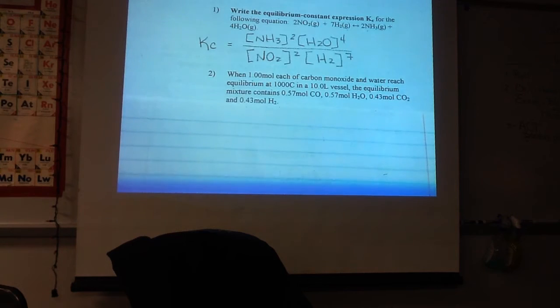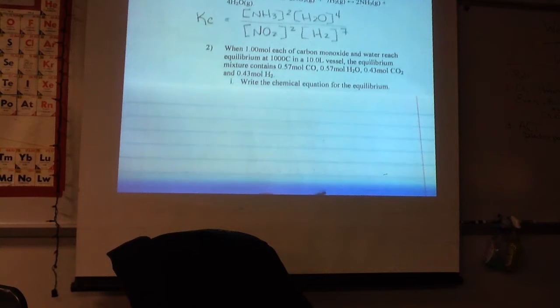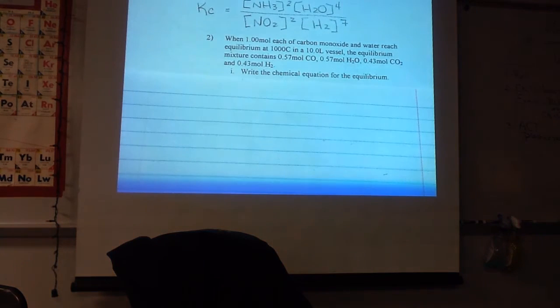So with that said, what if we step up the ante a little bit and ask you to solve a problem that looks like this? This problem says you have a mole of carbon monoxide and water that reach equilibrium at 1,000 Celsius in a 10-liter vessel. The equilibrium mixture contains 0.57 moles of carbon monoxide and water, 0.43 moles of carbon dioxide and hydrogen. Write the balanced equation and then calculate the Kc value.